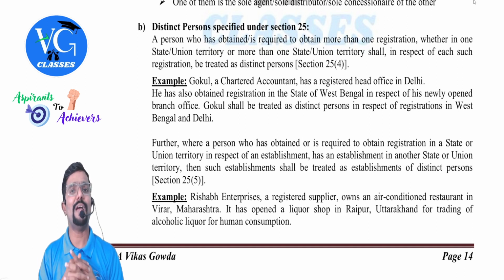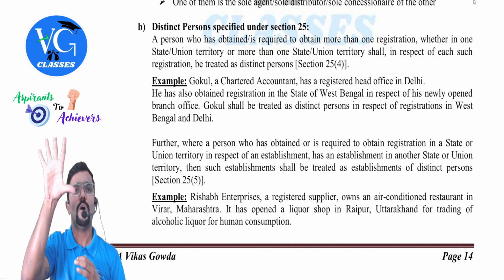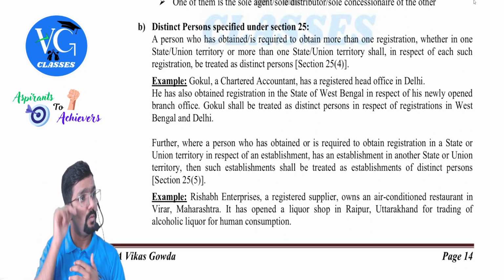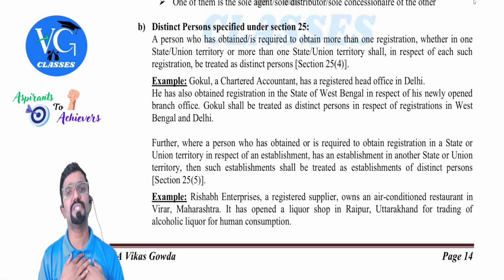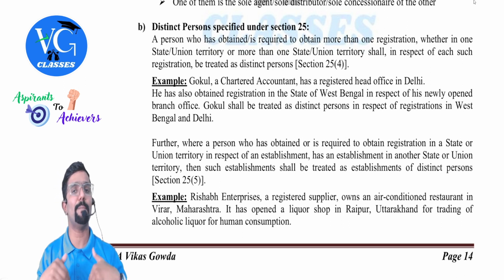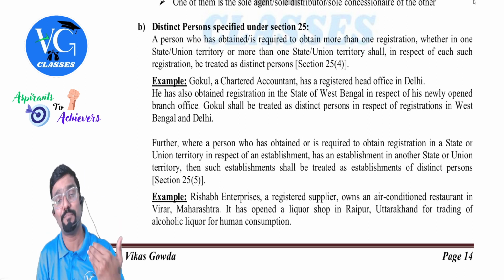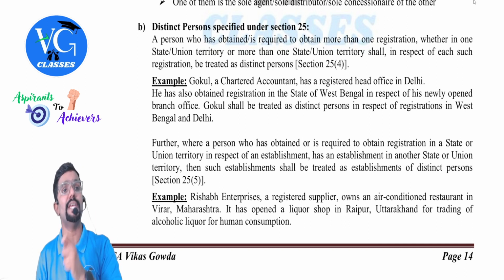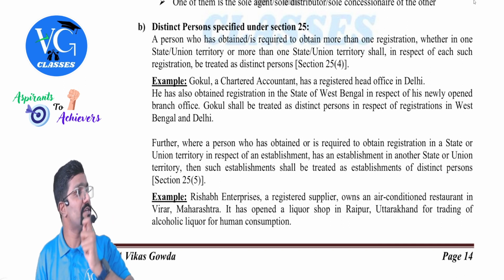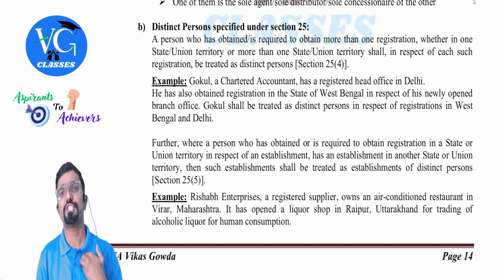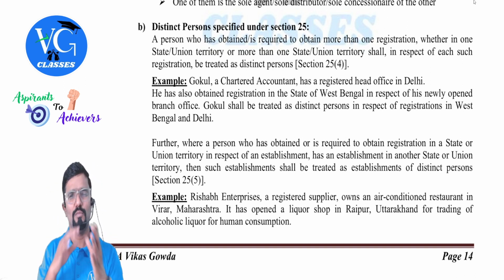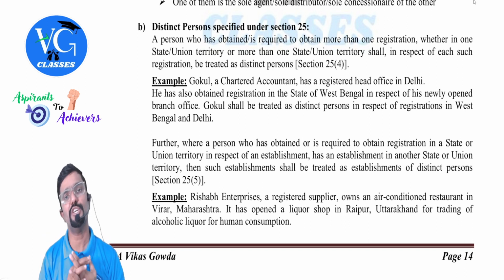But now, if I am having operation in 5 different states, how many registrations should I take? 5. But all under one PAN. Even for GST registration, PAN is mandatory. So will it be used as a unique number? Yes. Guys, when I apply for GST registration, they will ask for my PAN. And using my PAN, they will allot me something called GSTIN, GST identification number. That is my registration number. That includes my PAN also. More about this, I will cover in the registration topic.